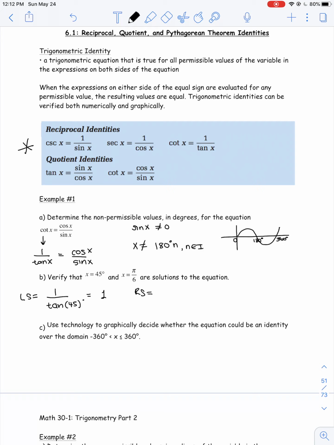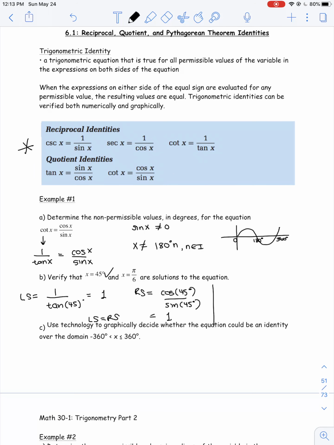The right side of the equation is where I have to put cos 45 degrees divided by sine 45 degrees. If this identity is true, then I know that left side would equal right side. So I'm going to go cos 45 divided by sine 45 in my calculator, and I should also get 1, which means that left side equals right side. So we did verify for x equals 45 degrees, that works. Now we have to do the exact same thing for pi over 6.